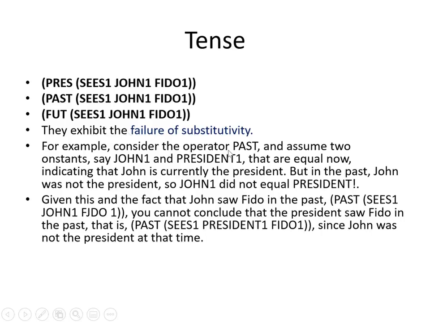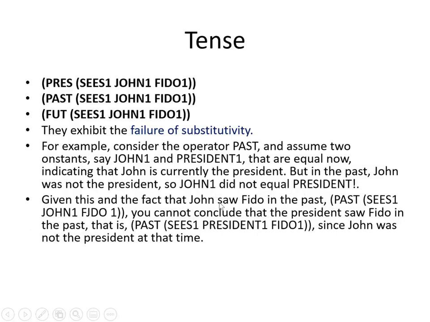Because if you have an operator PAST and assume two constants, say John1 and President1, that are equal now. So John is the president right now, indicating that John is currently the president, but in the past John was not the president. So John1 did not equal President1 in the past tense.